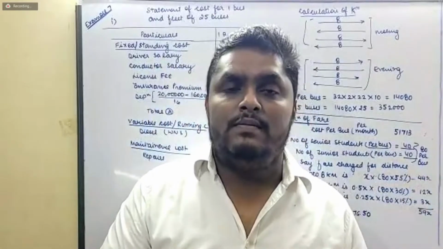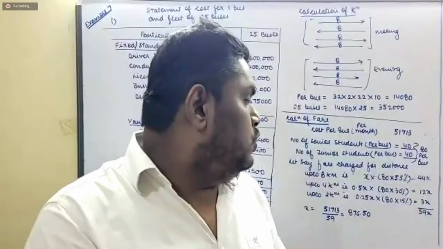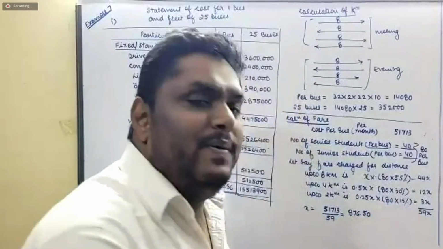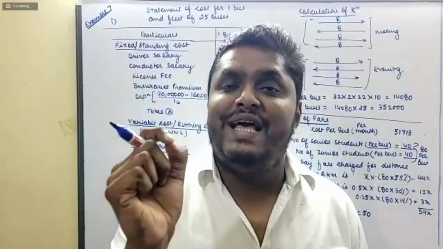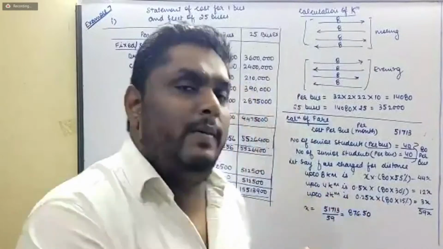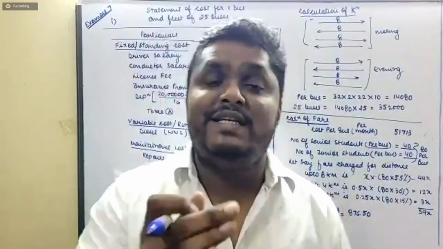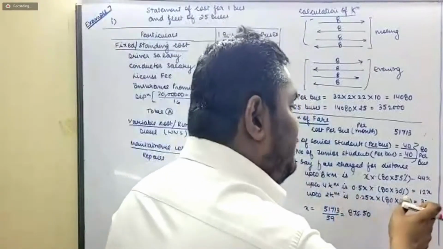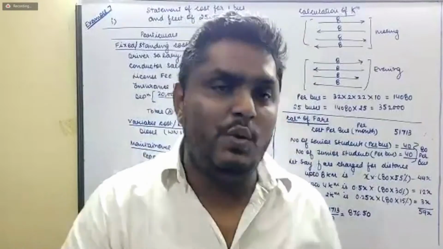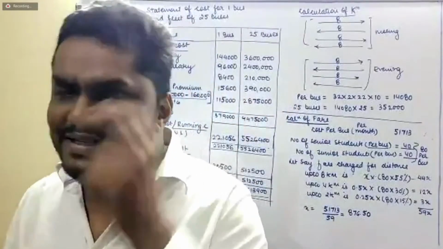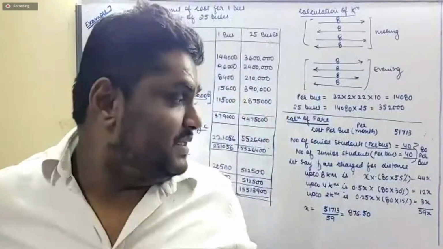Now, out of 80 students, 15% students are availing the bus service only up to 2 kilometers. So 80 into 15%, that is 12 students are availing the bus service up to 2 kilometers. So the fare for these students will be how much? 0.25x, that is 25% of the full fare. So how much will be the fare? 3x. Similarly, for the students who are traveling up to 4 kilometers, the fare is 50% of the total fare and the students traveling are 30%. So this is how it is calculated.